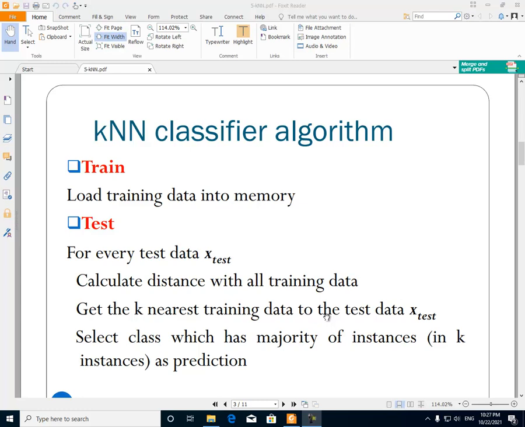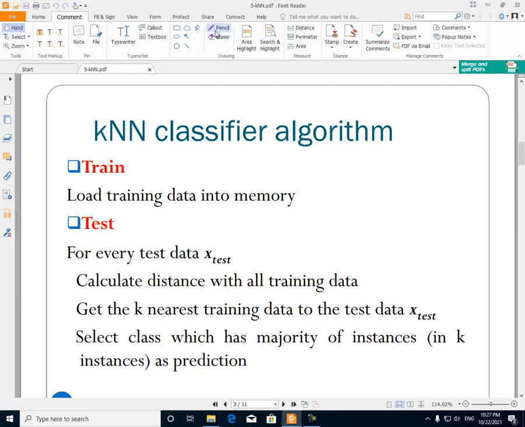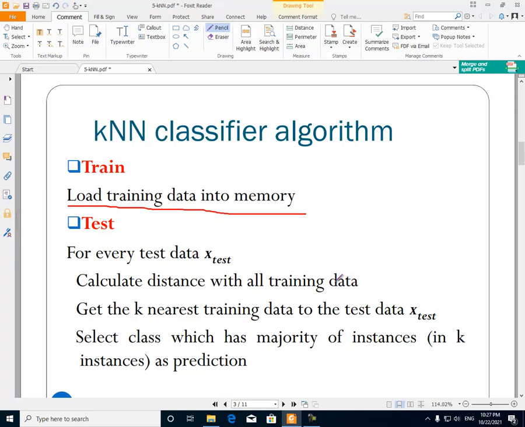The only operation which is done in the training is loading the data into the memory. That's all we do in the training. Okay, we just load the training data in the memory. As we said, in the data that we have, some of it is for training and some of it is for testing. In this training phase, we are loading the training data into the memory. That's all we are doing in the training phase of the KNN classifier.